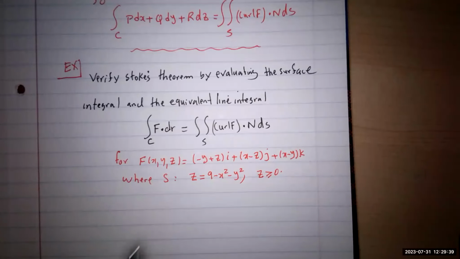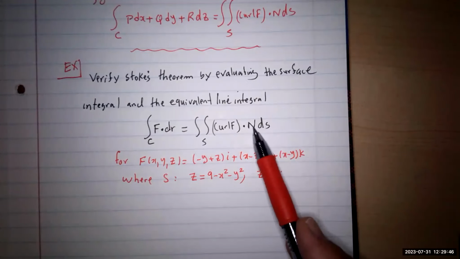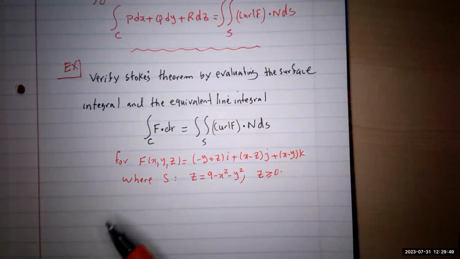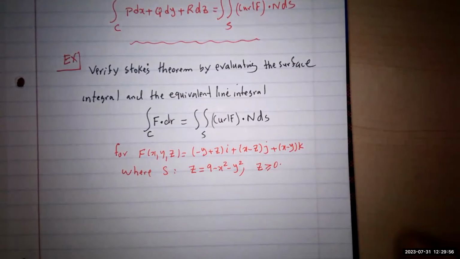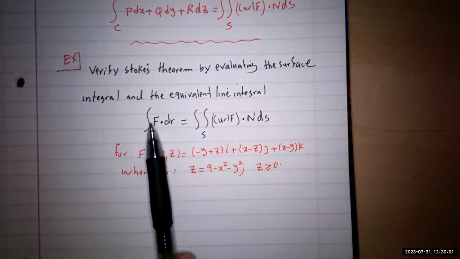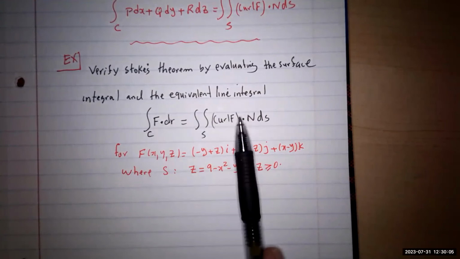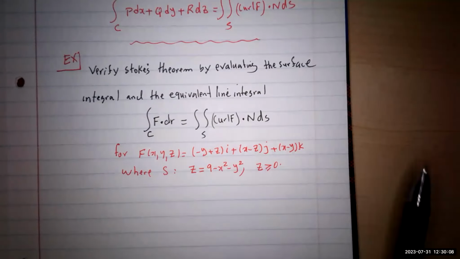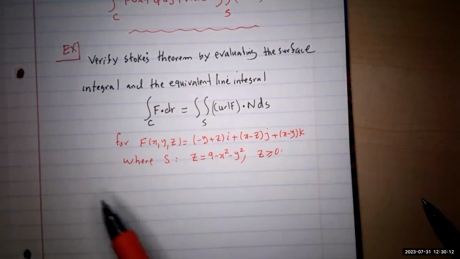When the surface is given as z equals g of x and y, it's easier to find the normal vector. If it's parametric, like the sphere that we did, it takes a little more time, and you may have to use the normal vector that I gave you. Any questions? Does everybody understand what verification means? Find the term to the left, the term to the right. To the left, the line integral; to the right, the surface integral. Show that the numbers are the same. That's your job.